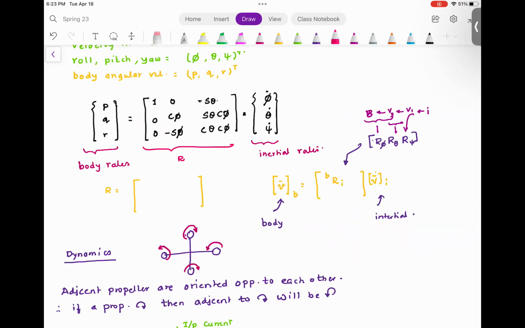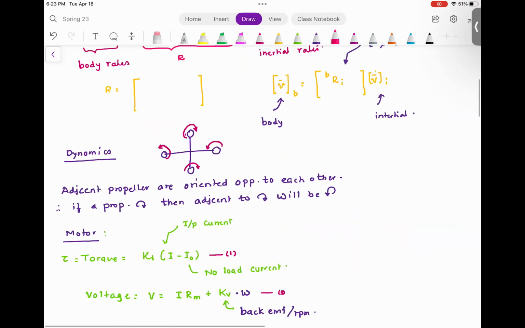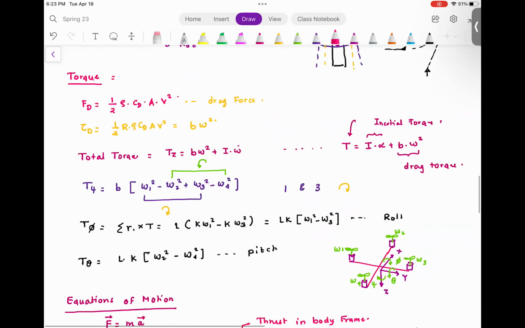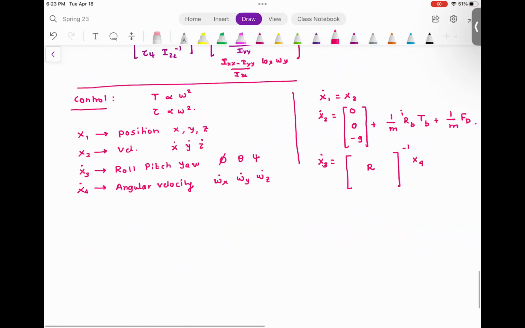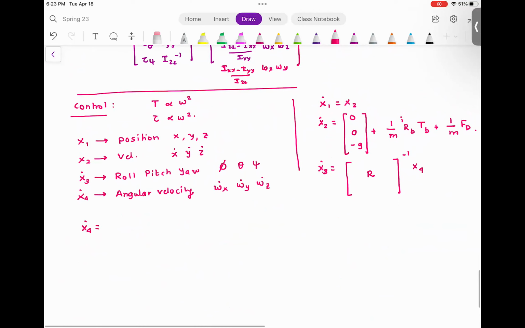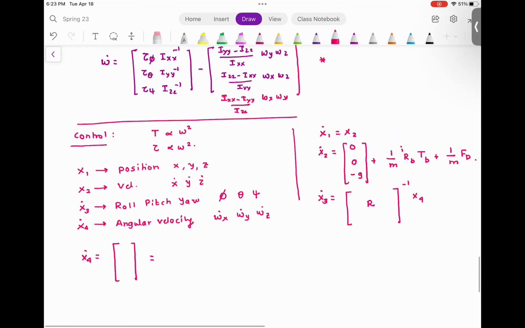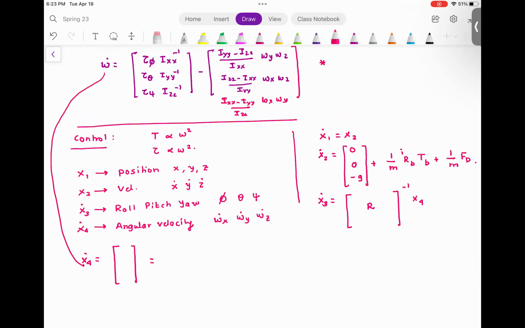So I have this rotation matrix. I have P, Q, R, these are the body rates, and I have the inertial rates. So basically, this rotation transformation R comes in here. So this will be the equation, and the last equation, which is x4 dot, is equal to the equation that we have derived here. This is the equation that we have here.